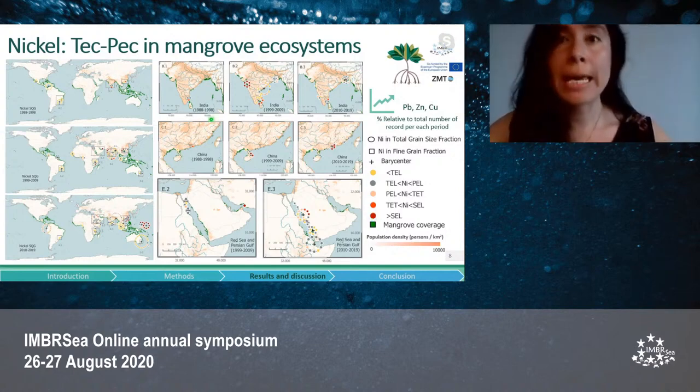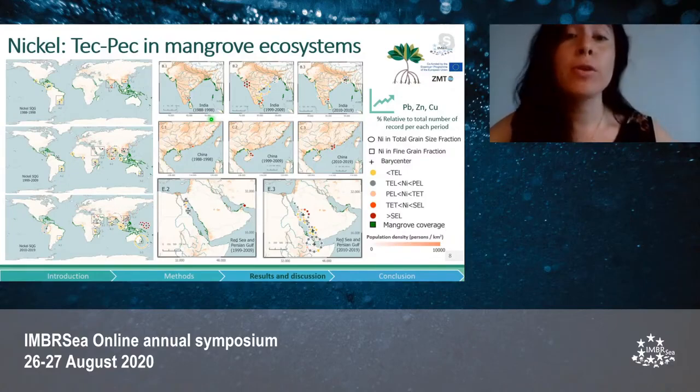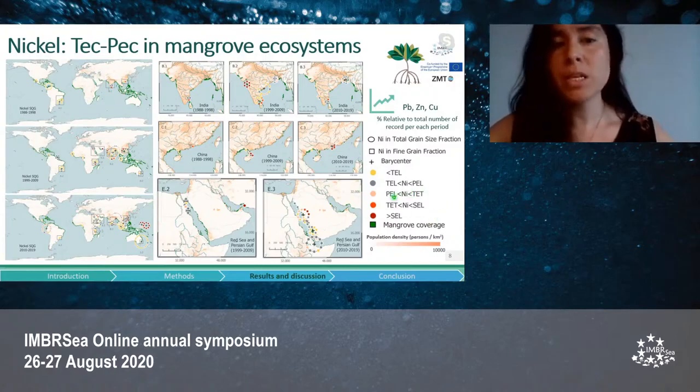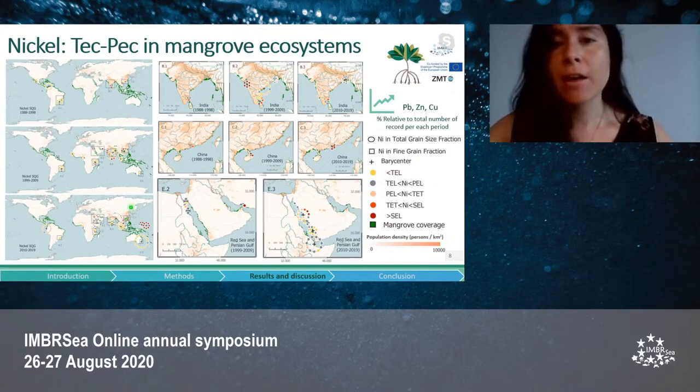I'm going to focus only on nickel and cadmium because they were the heavy metals most frequently found at these hazardous concentrations for the biota. In the case of nickel, what we found is that, relative to the total number of records per period, the percentage increases over time, going from 38% in the first period to 60% in the second and 62% in the third period. And the trend is also observed at a regional level.